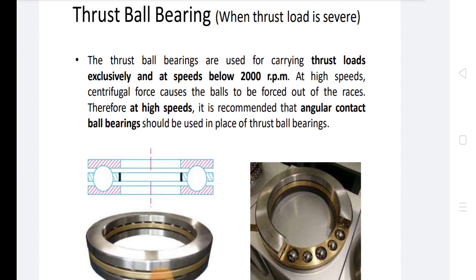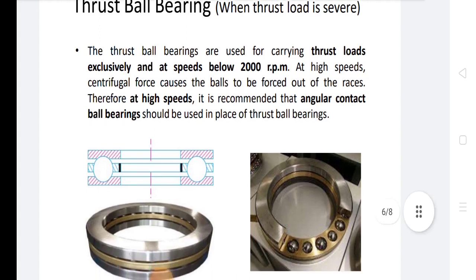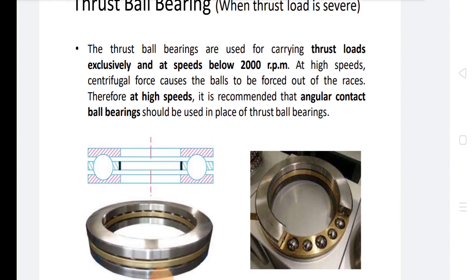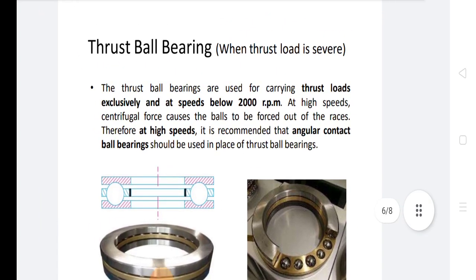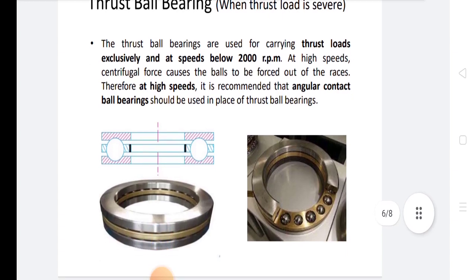The thrust ball bearing consists of spherical balls running between two rings, a shaft ring and a housing ring. The shaft ring rotates along with the rotating shaft such that its machined surface which makes contact with the balls is perpendicular to the axis of rotation. These bearings can take only the thrust load and no radial load.